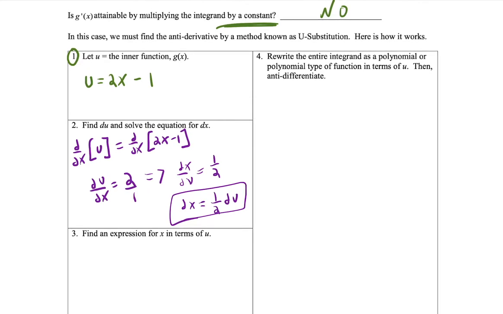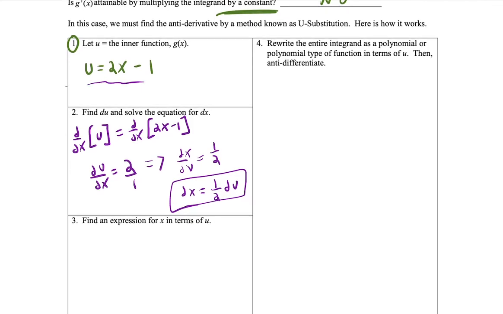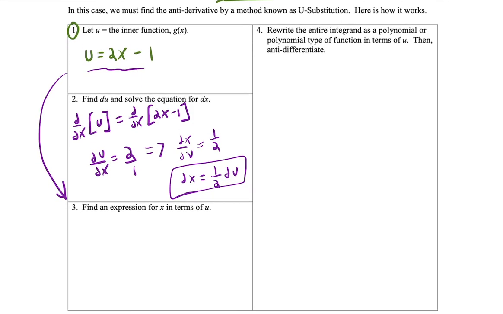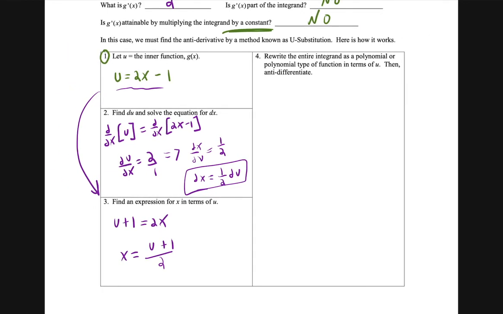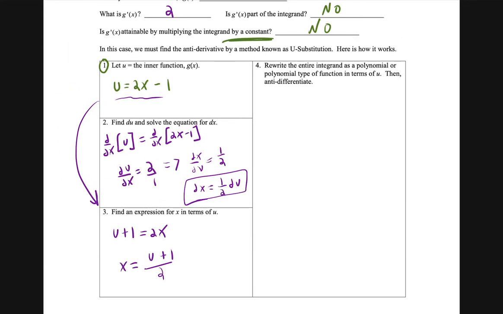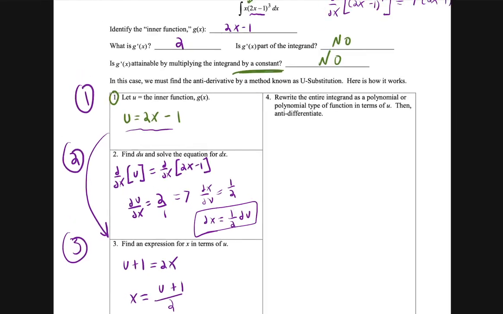Here's another step. Find an expression for x in terms of u. Okay, well, that just means take this and solve for x. So we'd have u plus 1 is equal to 2x. x is equal to u plus 1 over 2. And I know this seems like a lot, but just try to remember, let u equal the inner function, find du, and find x. And so here's why this is going to be helpful.